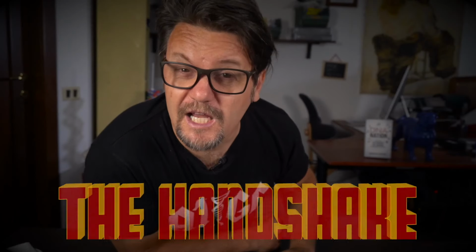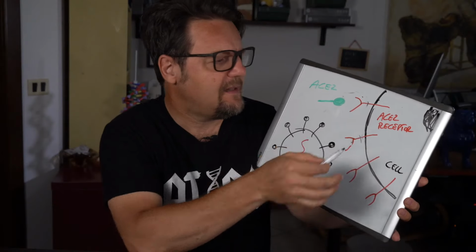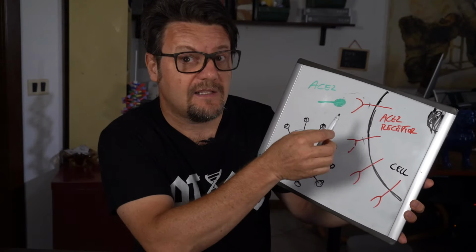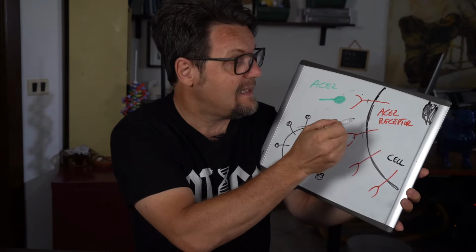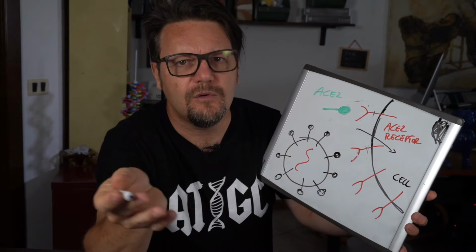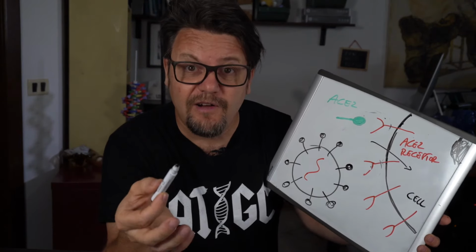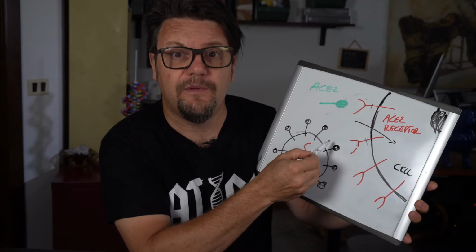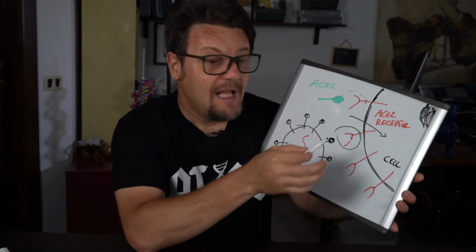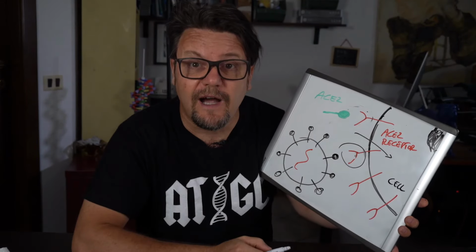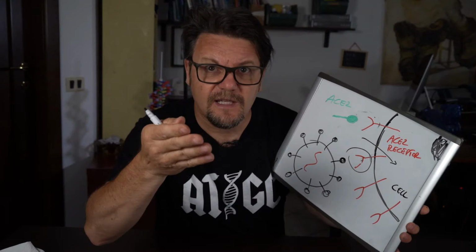Oh yeah, you should. Viruses are expert in this type of swindle. And the swindle happens in three steps. First step, the handshake. So normally the ACE2 receptor recognizes the ACE2 enzyme, binds to it, and takes the enzyme inside the cell to do a lot of useful things. But when the coronavirus is around, the spikes from the coronavirus bind to the ACE2 receptor, and the receptor takes the spikes and the whole virus inside the cell because it thinks it's the enzyme.